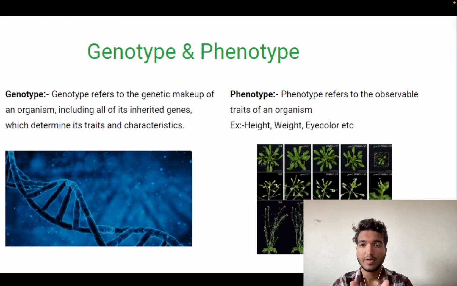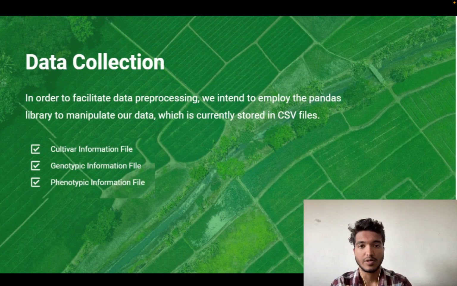Genotypic data refers to the genetic makeup of an organism, including all the genes. Whereas phenotypic data refers to the observable traits of an organism, like height, weight and eye color. This eye color, whether it be green or blue, depends upon the genotype of it. So genotypes are a factor which affects the phenotypic data.